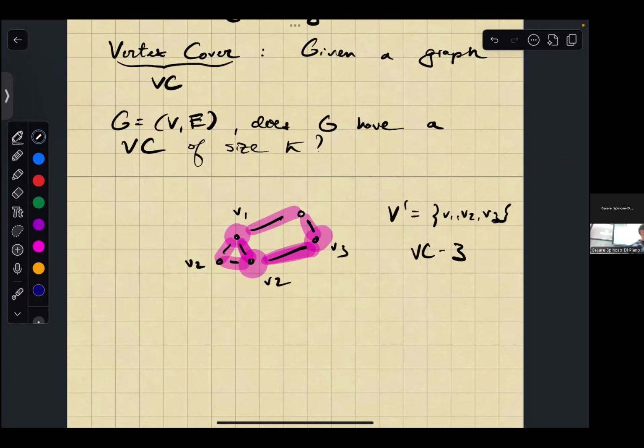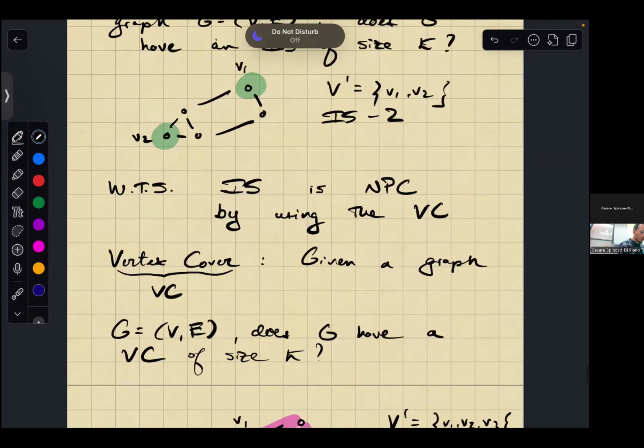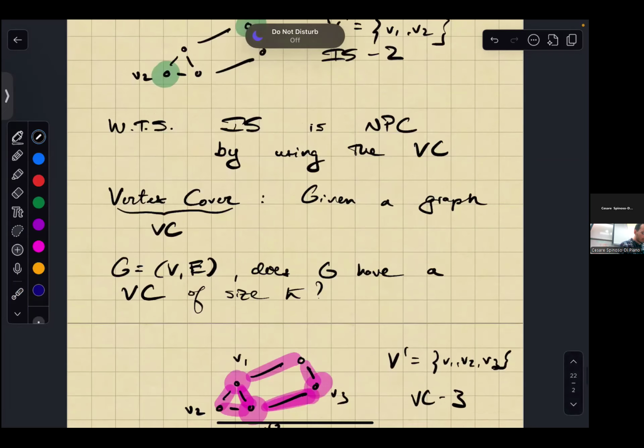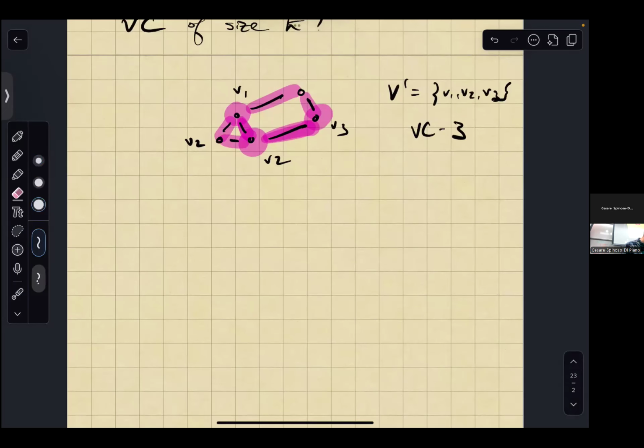Okay, so now these are the 2 problems. It's pretty important to understand the problems before reducing from either of them. Now, let's actually start to show that the independent set problem is NP complete. So to do this, the first thing I want to show is that the independent set problem is in NP.